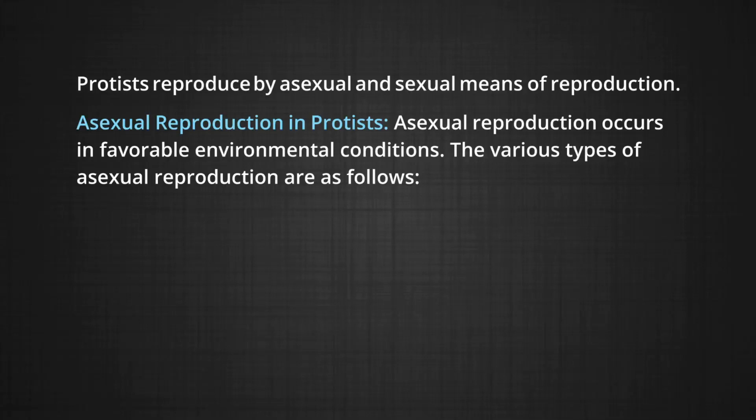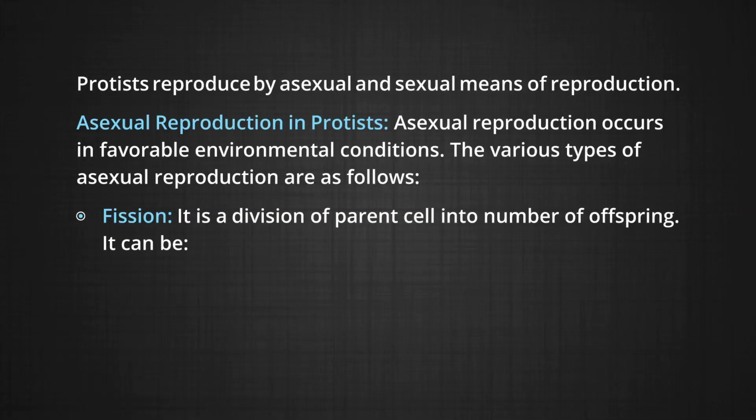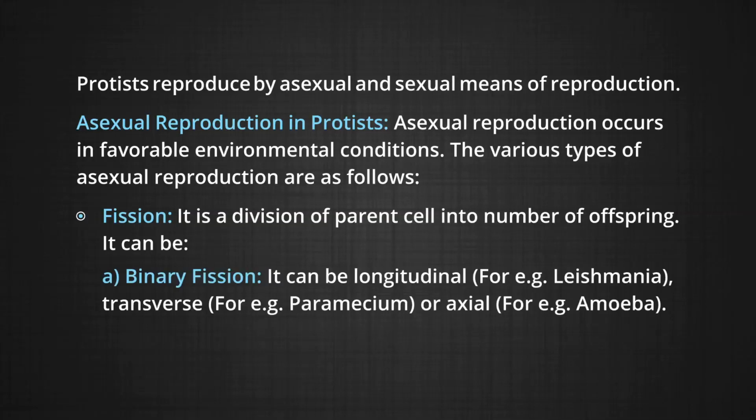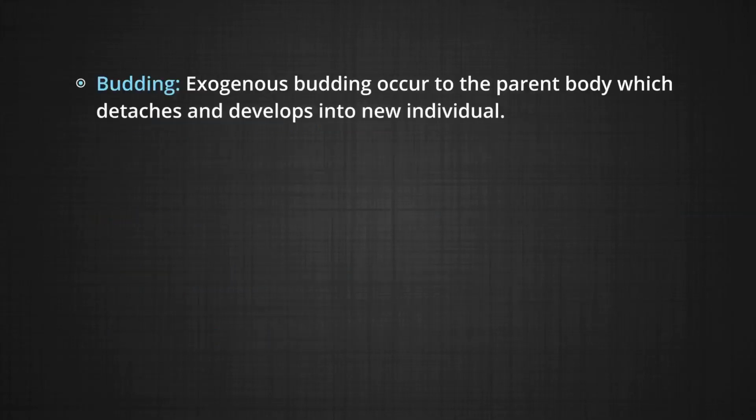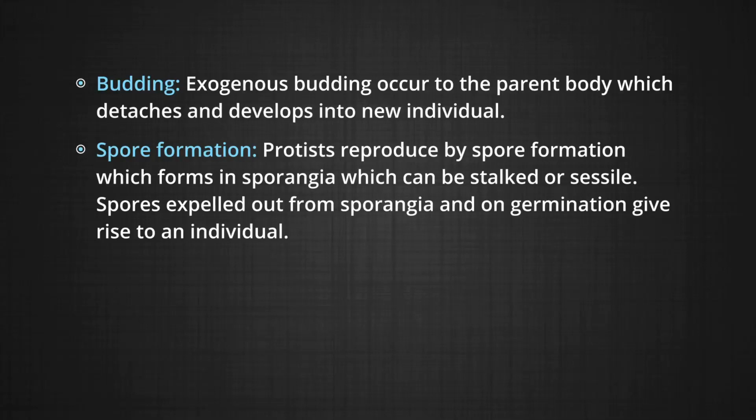Asexual reproduction in protists. Asexual reproduction occurs in favorable environmental conditions. The various types of asexual reproduction are as follows. First, fission. It is the division of a parent cell into a number of offspring. It can be binary fission, which can be longitudinal, for example Leishmania, transverse, for example Paramecium, or axial, for example amoeba. Second, multiple fission, for example Plasmodium. Third, budding. Exogenous buds occur on the parent body, detach and develop into a new individual. Fourth, spore formation. Protists reproduce by spore formation in sporangia, which can be stalked or sessile. Spores are expelled from the sporangia and, on germination, give rise to an individual.